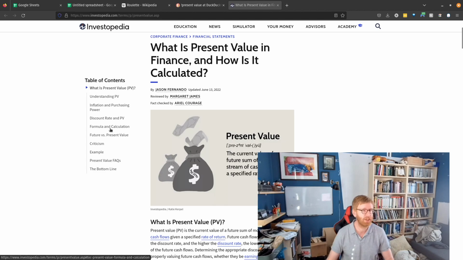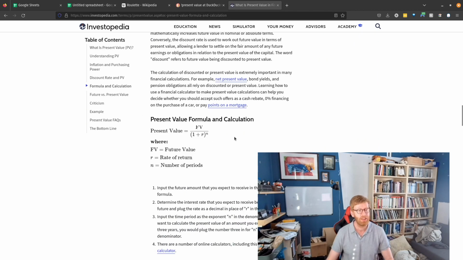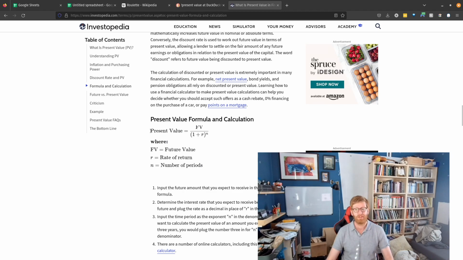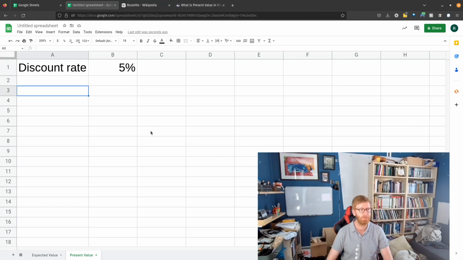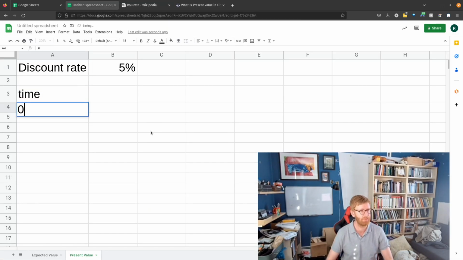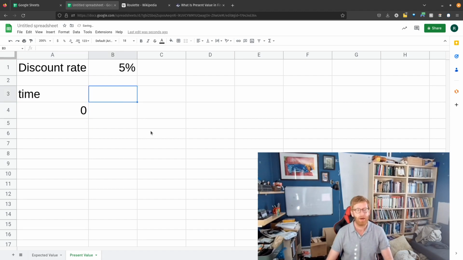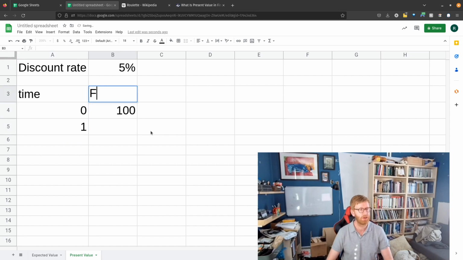Criticism, future versus present value. Here we go. Here's the formula. This is just the flip side of the formula for future value. So when we think about something like, you put, at time 0, say $100 into a bank, we know that with 5% interest after 1 year, let's call this future value, the future value of $100 after 0 years is the same as the present value.